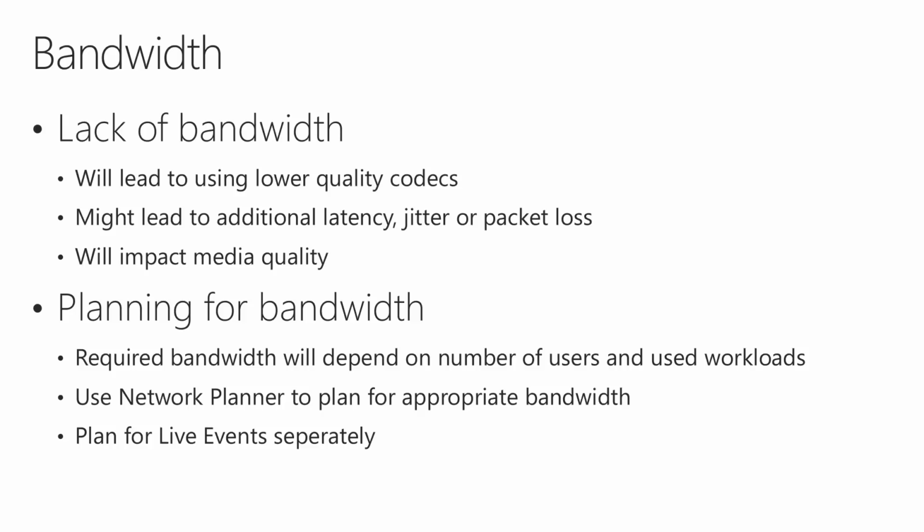In order to plan for bandwidth, you need to look at the number of users and what workloads they are using, and then you can plan for the correct bandwidth. Later on in the tools section, we will show you the network planner, a tool that takes you through all the steps throughout the planning process so that you can plan for that bandwidth. Only for the live events, for the attendees in the live events, you need to plan separately because that's not covered as part of the bandwidth planner, but we'll point that out later on as well.